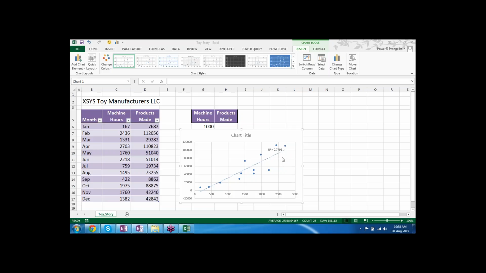Here, I'm not able to take this line and do calculations myself, so Excel gives us a ready-made output. It says that your data is 77.96% correlated. What does that mean? First of all, this is a positive number. A positive number means there is a good correlation.